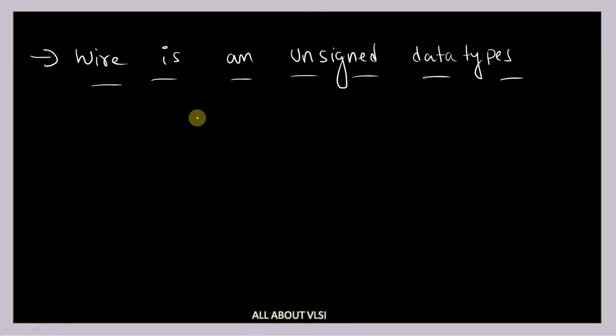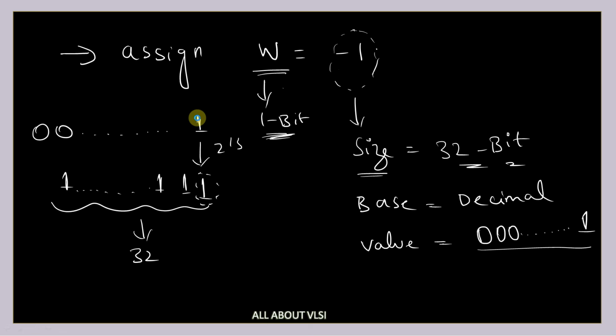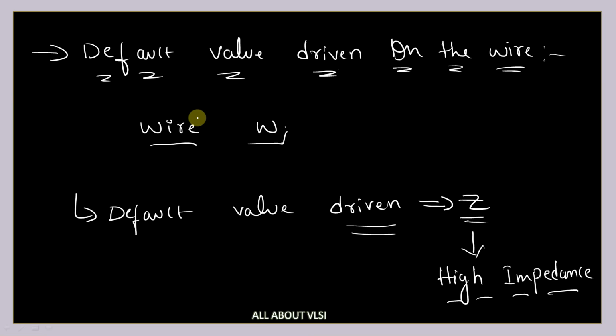Whereas signed data types can store the values directly without performing the 2's complement. Unsigned data types store the values by performing the 2's complement on the value. That is the difference between signed data types and unsigned data types, and wire is an unsigned data type.